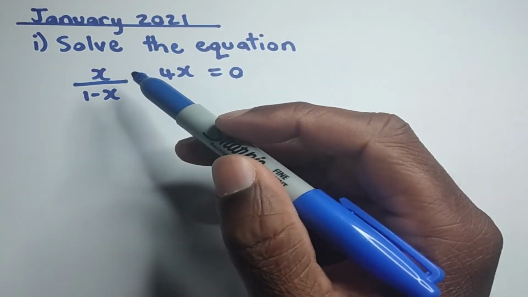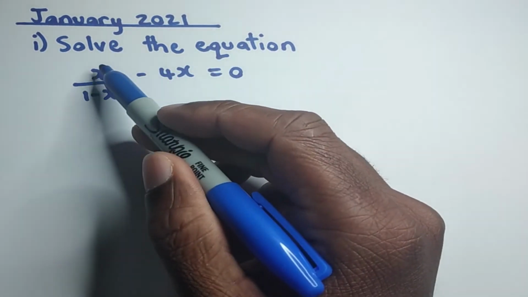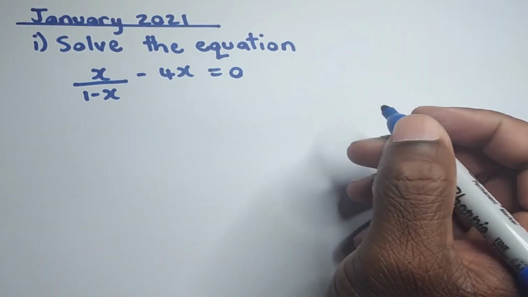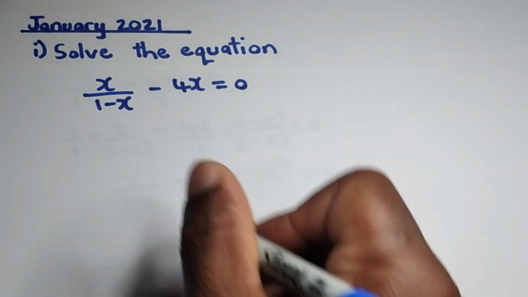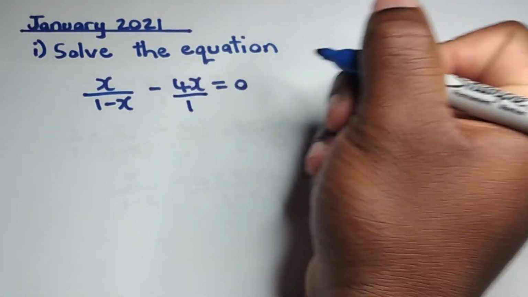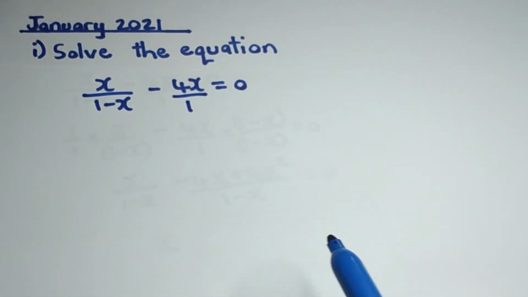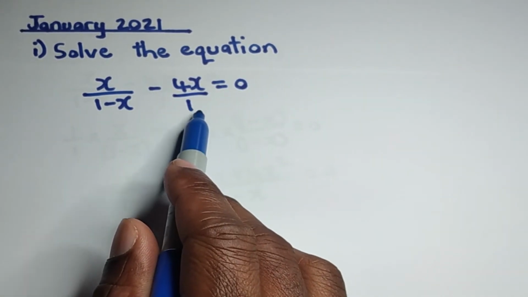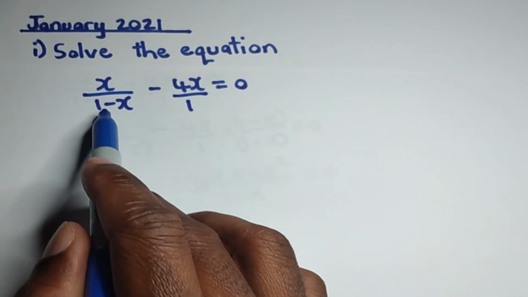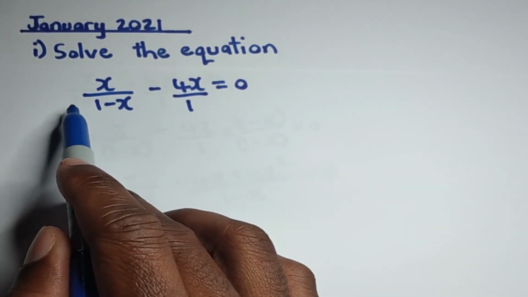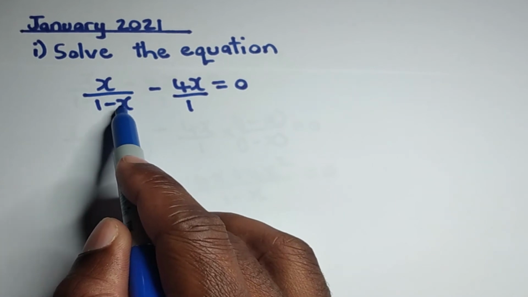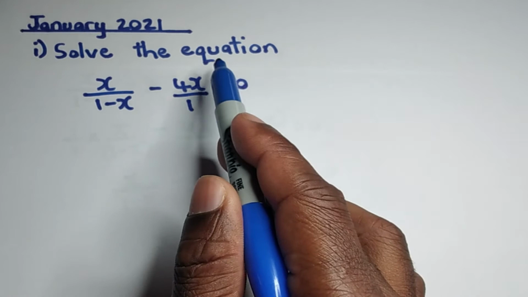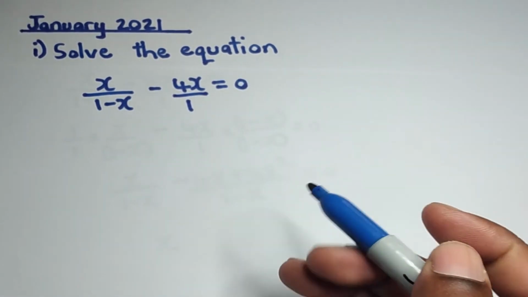So we want to look at part 1 first, which asks us to solve the equation x over 1 minus x minus 4x is equal to 0. All right, so what we can do first is to put this 4x over 1. Now, to obtain common denominators, if I have 1 in this denominator over here, I'm going to multiply this fraction over here by 1 over 1. And being that I have 1 minus x in this denominator over here, I'm going to multiply this fraction by 1 minus x over 1 minus x, all right?